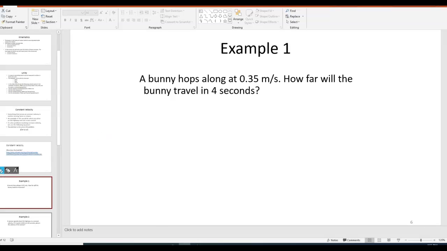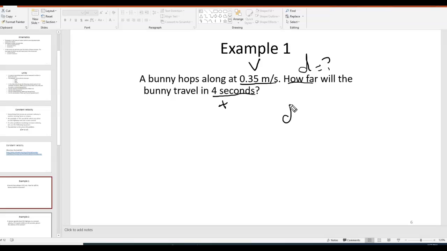This problem says a bunny hops along at 0.35, and look at the units, m/s, meters per second. I think to myself, what has units of meters per second? That's got to be speed or velocity, so I'm going to label this with a v for velocity. Now I keep reading. How far is the question I'm being asked? Will the bunny travel in 4 seconds? I look at the unit, 4 seconds, that's got to be time, so I label that with a t. And the question, how far, is always going to be asking about displacement. So d is my unknown.